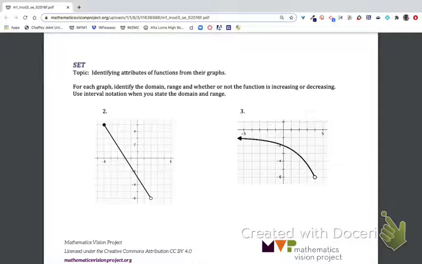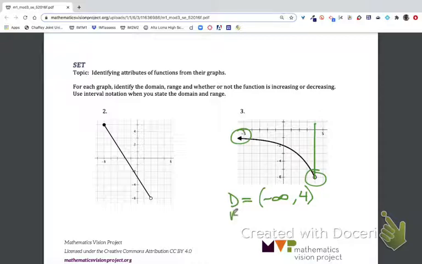So for number 3, a couple of key things here. First of all, we see that arrow pointing to the left. So we know that the domain in interval notation will be from negative infinity, and it will go all the way up to right here, which is 4.